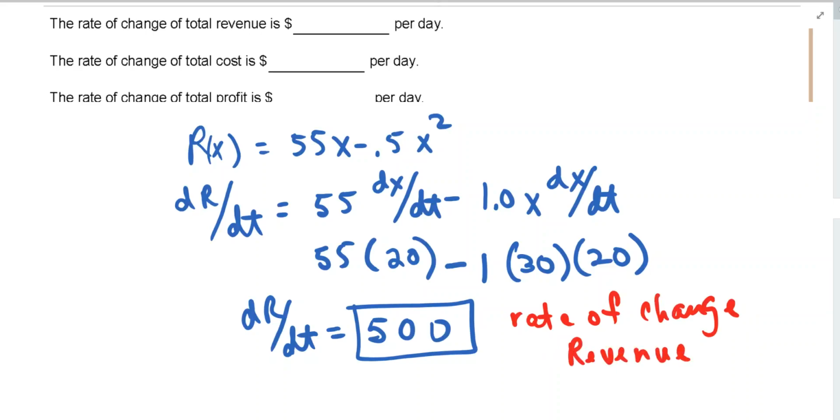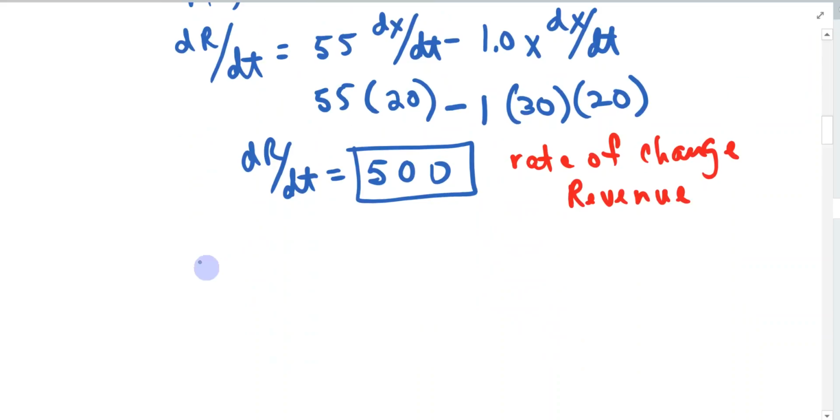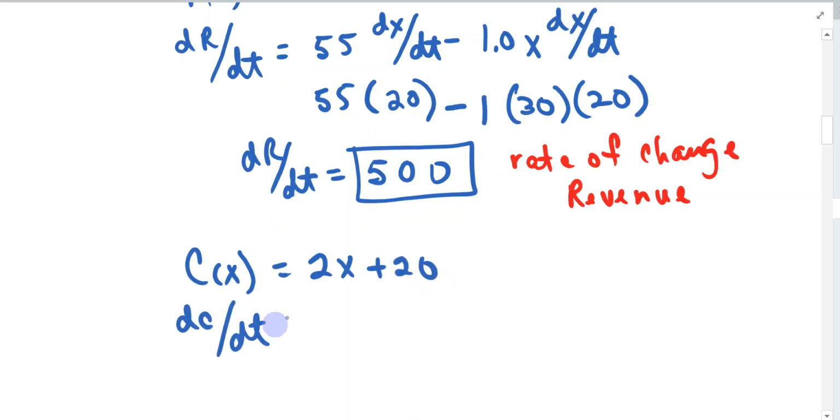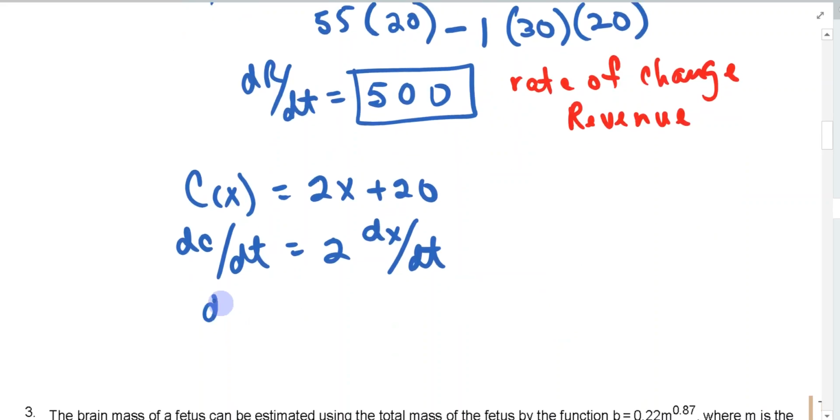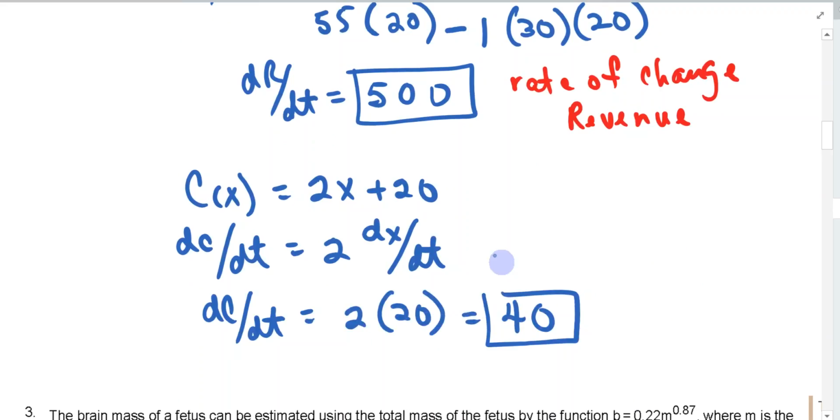All right. Then we're going to do the cost. And the cost function we were given was 2x plus 20. So dC/dt is 2 dx/dt. And then the derivative of 20 is 0. So we're going to plug in. So dC/dt is equal to 2 times 20, which is equal to 40. And 40 is the rate of change of the cost.